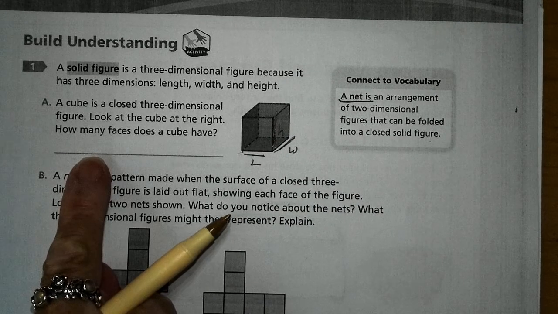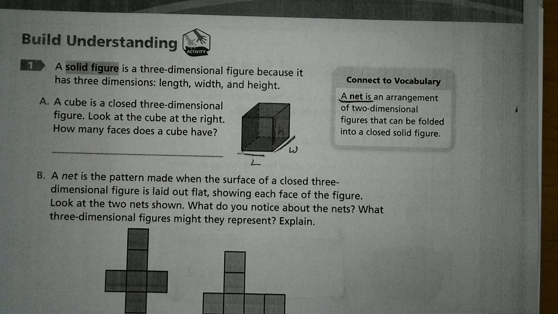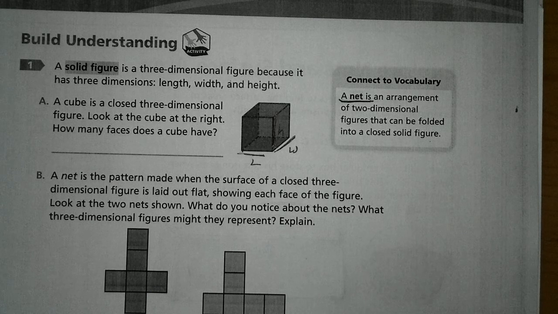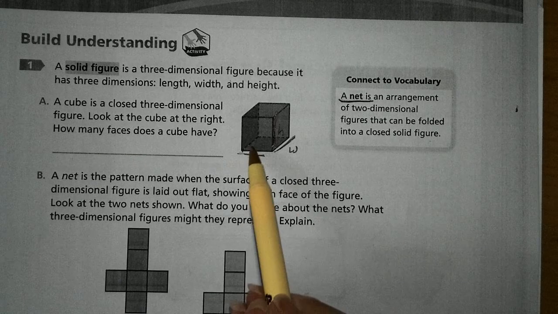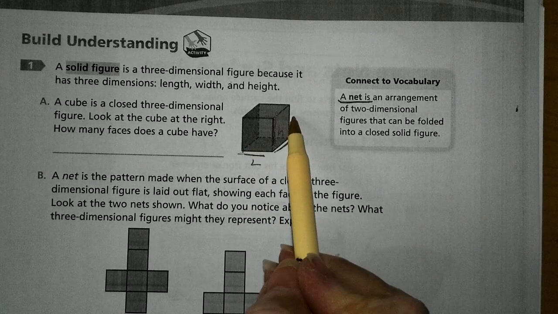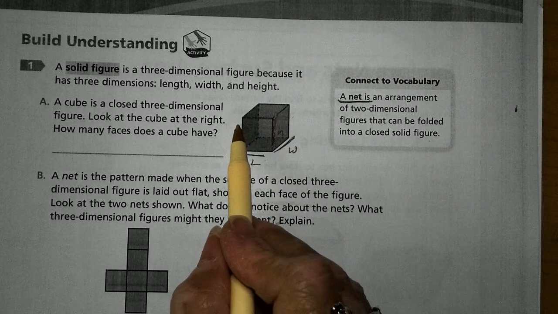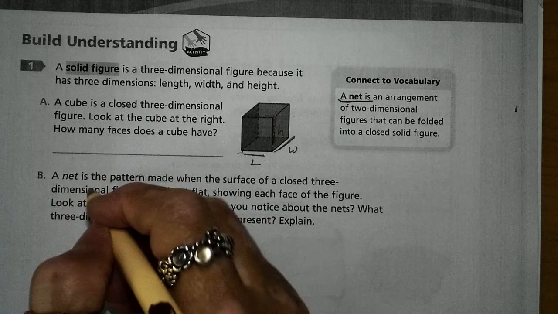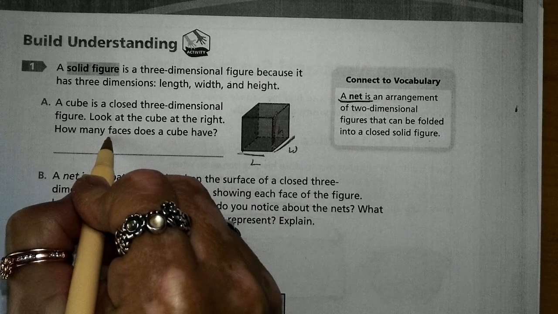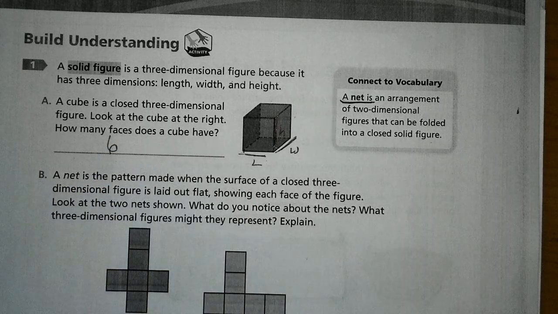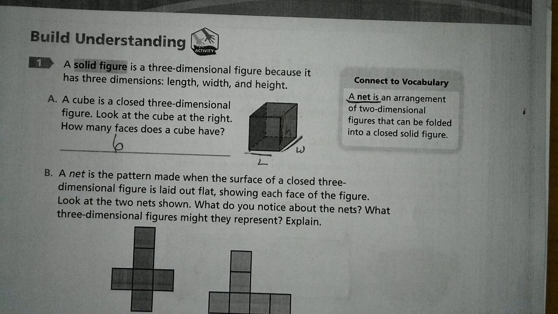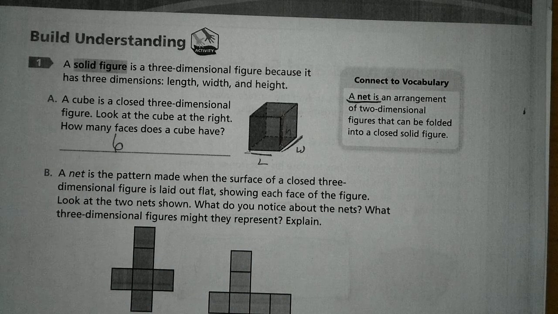Okay? A cube is a closed three-dimensional figure. Look at the cube at the right. How many faces does a cube have? So we have front, back, top, bottom, side, side. So how many faces do we have? Exactly 6. Yes. Okay? And it's the same as a rectangular prism. A rectangular prism has 6 faces.